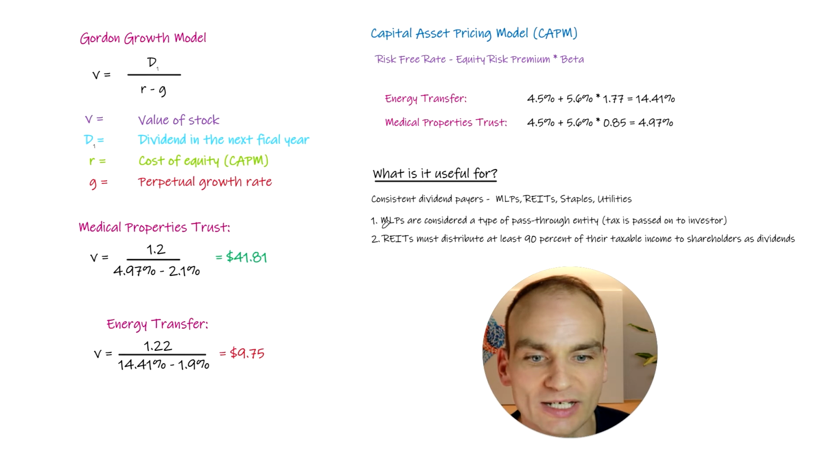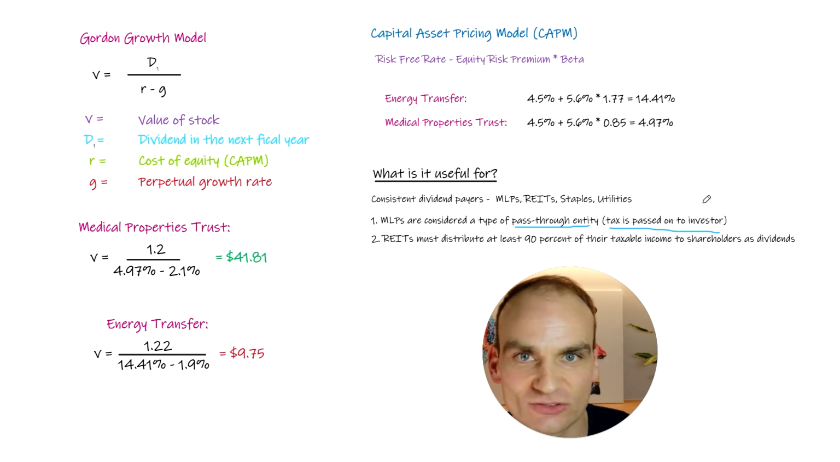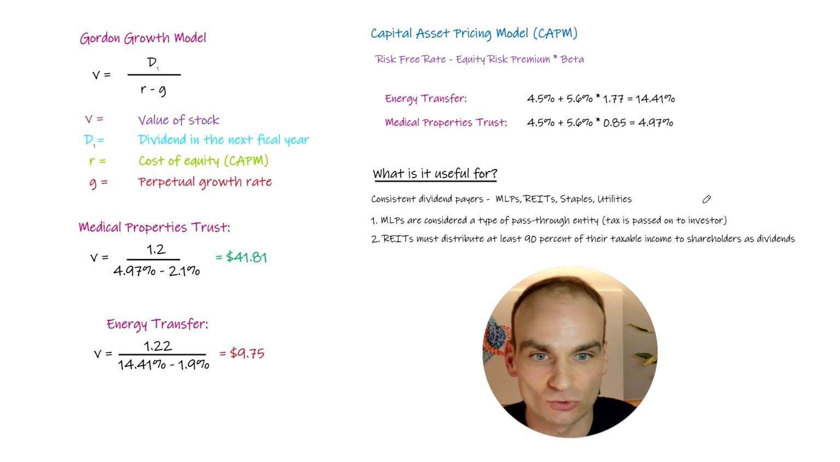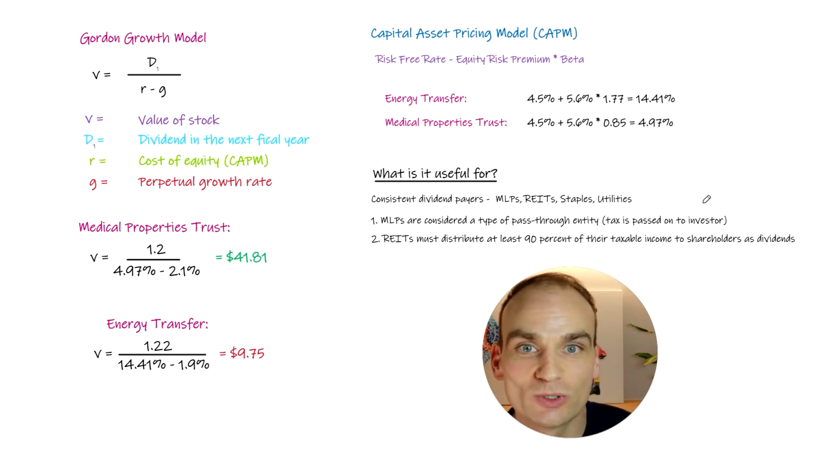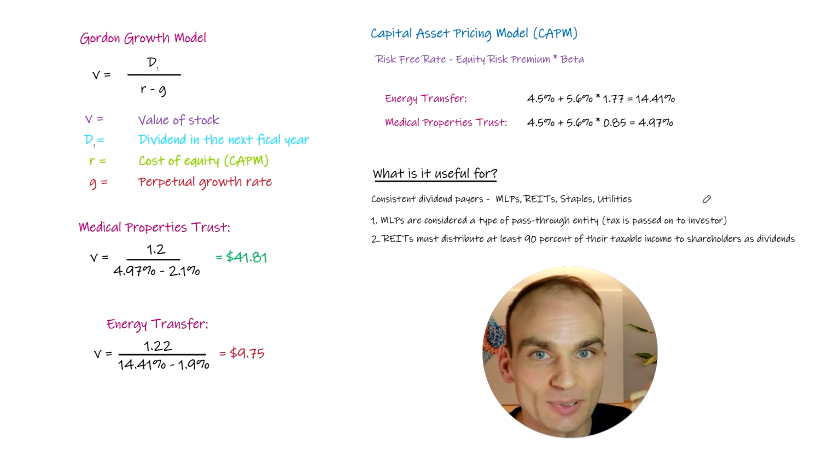Why? Well, an MLP is what's known as a master limited partnership, and this is what's known as a pass-through entity. The tax is passed on to the investor. And in order to have this sort of structure, a lot of the income of the business needs to be pushed out the door to investors via dividends. And instead of paying corporate tax, the person that's receiving the dividend pays income tax. Now, I think you receive a K1 file in the United States, a filing K1, and you could write a lot of that dividend off.